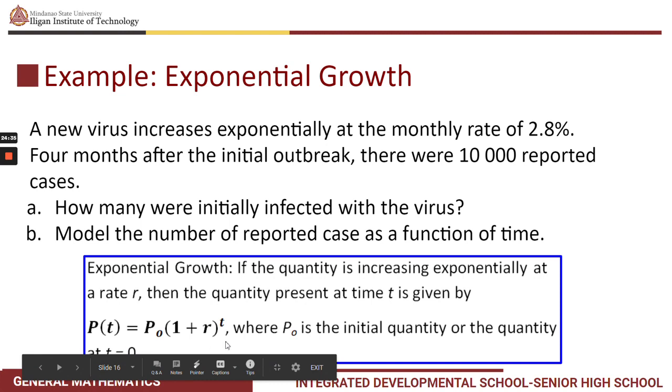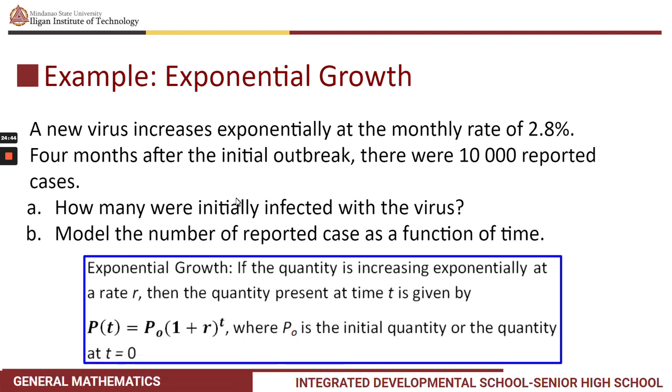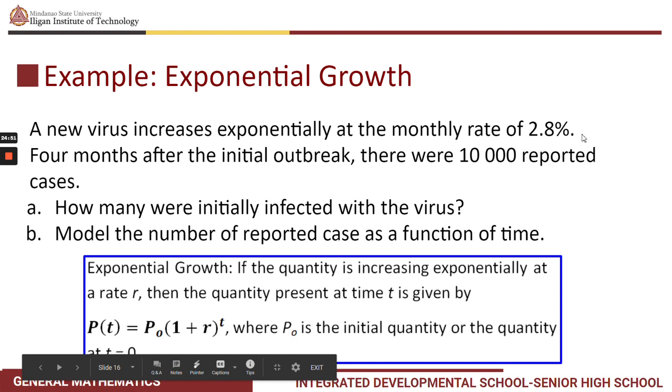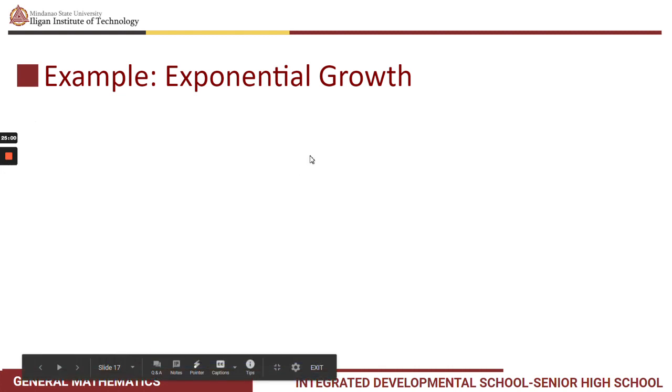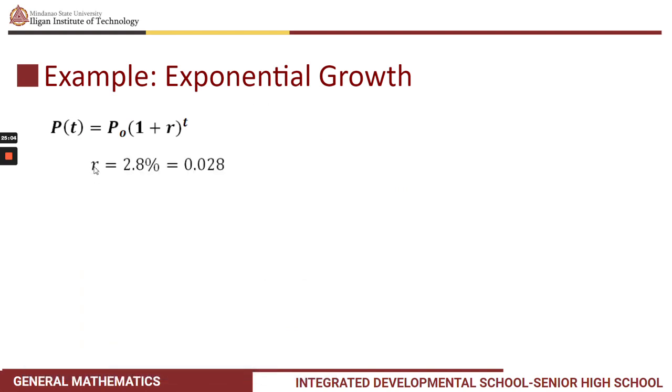So let's try to remember this formula and answer the problem. To answer the problem, we need to identify which values are given in our formula. Given here is the rate 2.8%, 4 months, and then 10,000 reported cases after 4 months. So we have here the formula, given the rate of 2.8%. Of course, never forget to convert 2.8% into this form. And then time 4 for 4 months. Then given the number of cases after 4 months, which is 10,000.